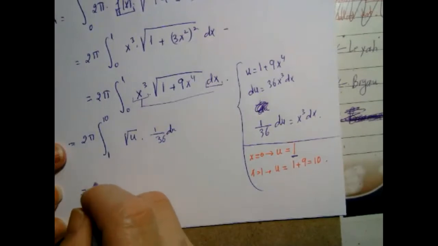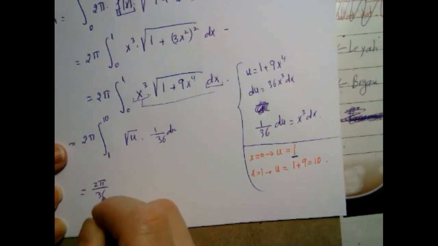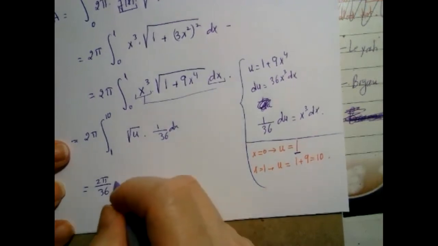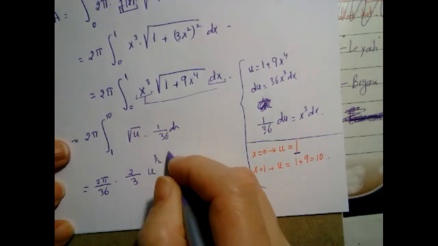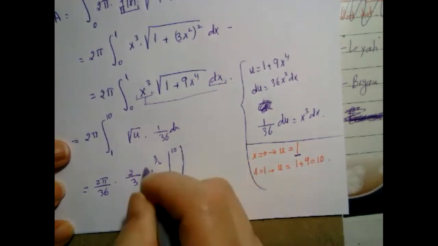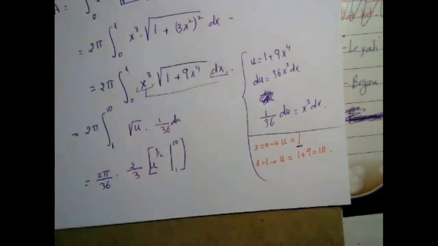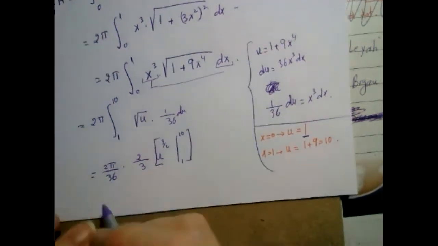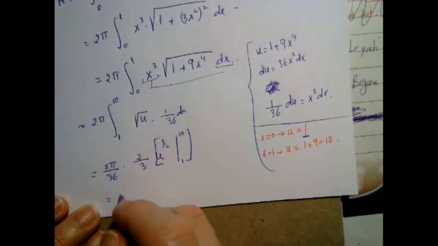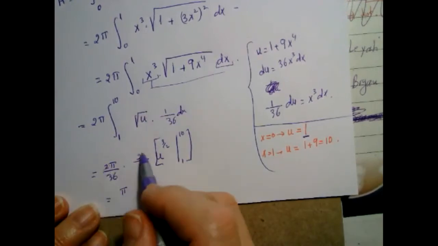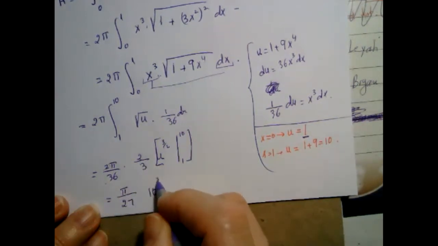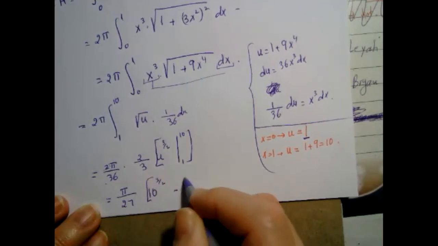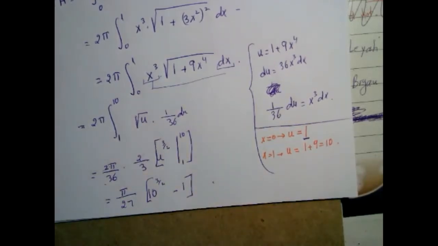So finally, I will have 2 pi. 36 is a constant, I get it out. Antiderivative of square root of u, u to the power of a half, between 1 and 10. And those are constants, I can put them outside the evaluation. And we're done now. This is going to give me pi, 2 and 36 give me 9. That's 27 times 10 to the power 3 halves minus 1. And then you basically conclude.